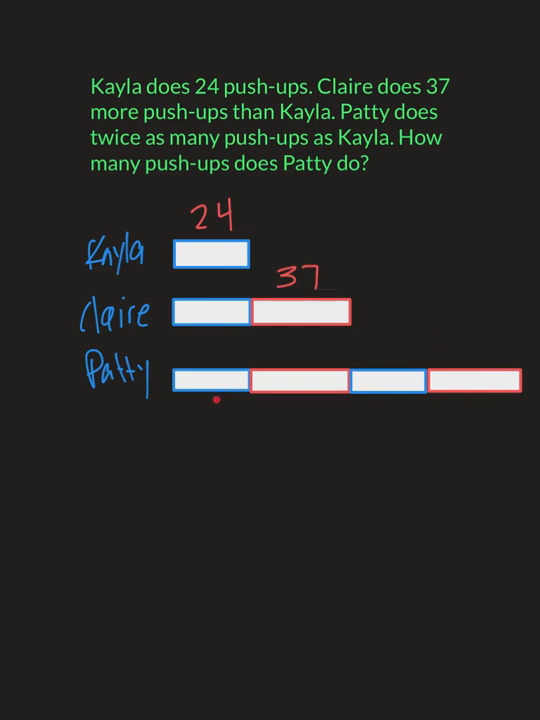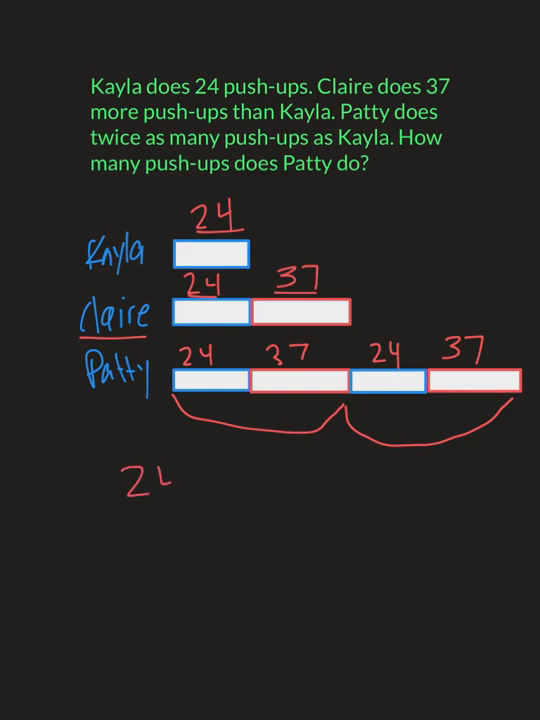So what I'm going to write down is I'm just going to write down all the numbers that we need to record here. So if you see here, we've got Kayla with 24, we've got Claire with 24 and 37, and then we've got Patty who has twice as many as Claire, because this is what Claire had, and then this is another of the same of what Claire had. So the first thing that we need to do is figure out how many Claire had. So Claire has 24 plus the additional 37. So we're just going to add up 24 plus 37.